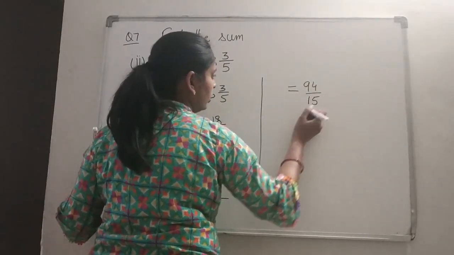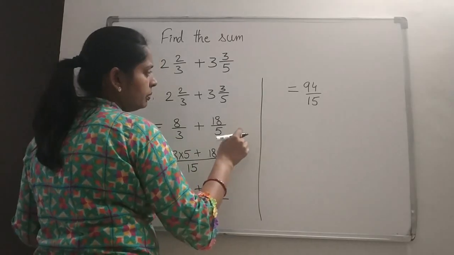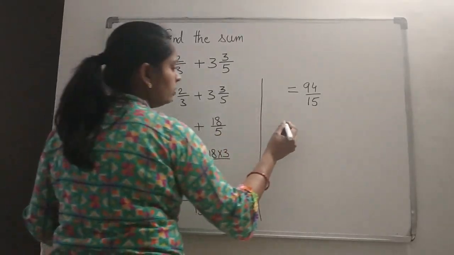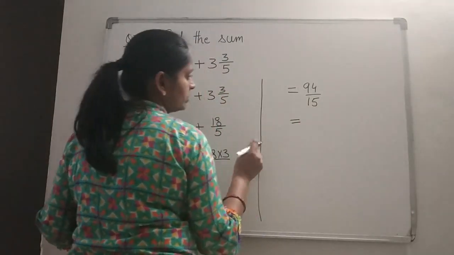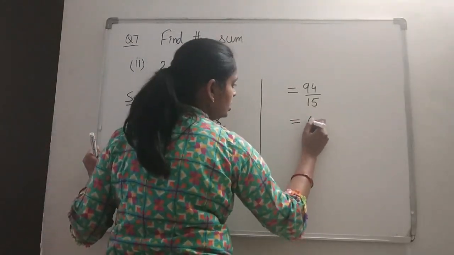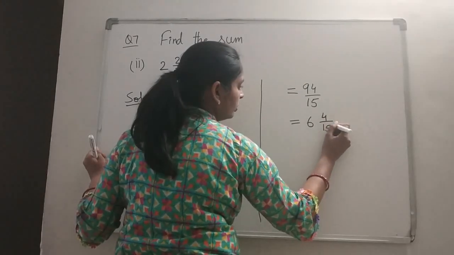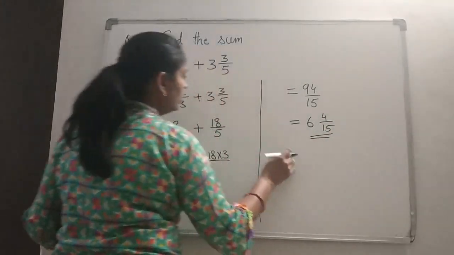Right? But this is improper and we are not leaving the answer in improper. So what we will do? We will do it in the mixed fraction. 15 6s are 90. What is left? 4. 4 upon 15. So 6 4 by 15 is your answer.